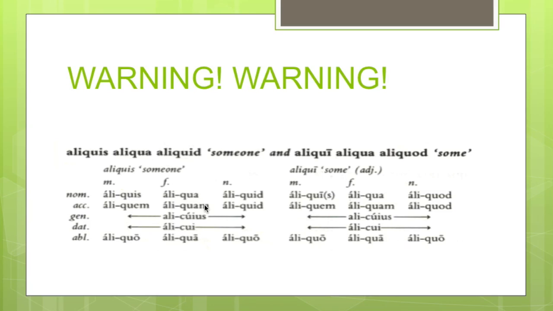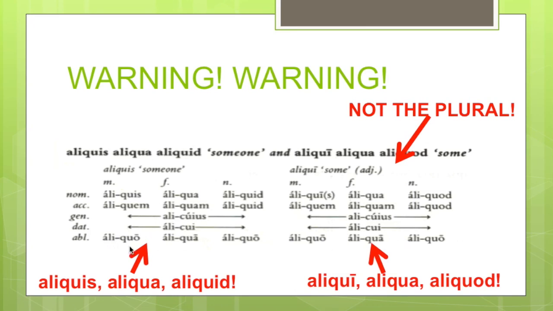A word of warning. This is how your book displays the declension of aliquis, aliqua, aliquid, and aliqui, aliqua, aliquod. What happens is that when you look at this chart, students almost always assume that this is the plural of this. It's not. This is the singular of aliquis, aliqua, aliquid, and this is the singular of aliqui, aliqua, aliquod. They don't show you the plural. If you want to learn how to do the plural, you have to read the note below. This is not the plural of this.